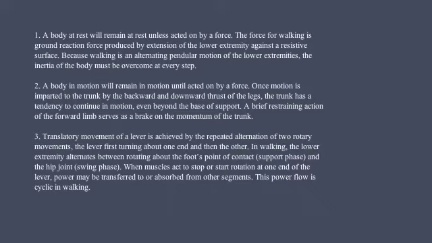Translatory movement of the lever is achieved by the repeated alternation of two rotary movements, the lever first turning about one end and then the other. In walking, the lower extremity alternates between rotating about the foot's point of contact, support phase, and the hip joint, swing phase. When muscles act to stop or start rotation at one end of the lever, power may be transferred or absorbed from other segments. This power flow is cyclical in walking.